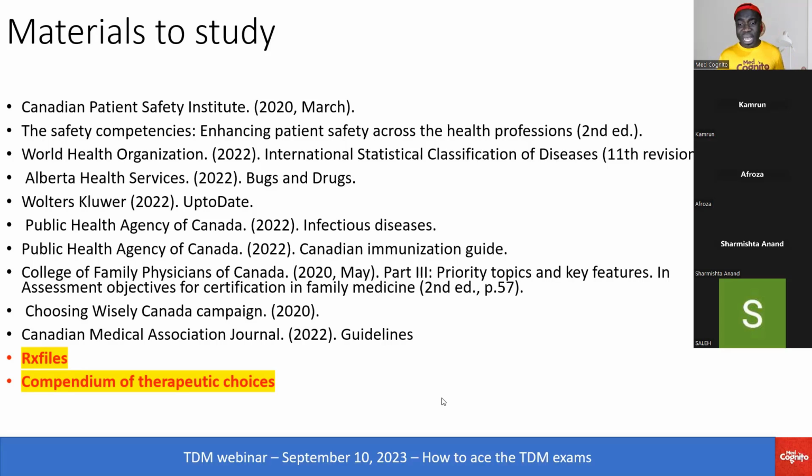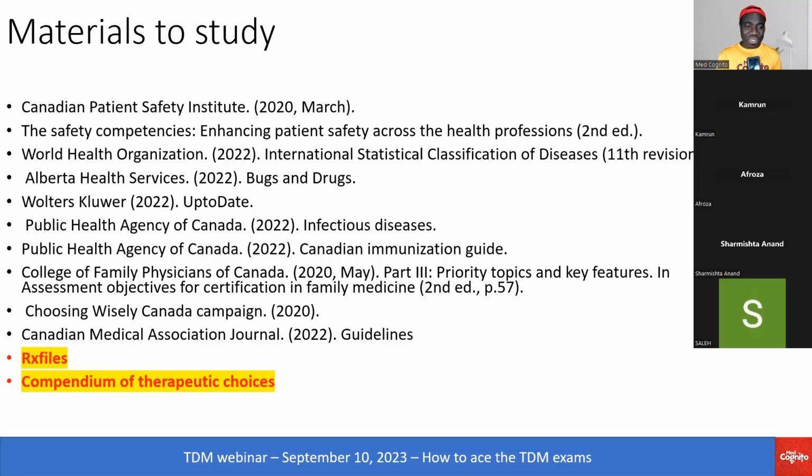Okay. And of course, our almighty UpToDate is also there. And then the Public Health Agency, remember that part of the exam is... Sure. Yes, please. How do you spell it? That Bugs and Drugs is B-U-G-S. Bugs and Drugs. So you just type that in your app store. You'll be able to download it. And if you're having concerns, let me know. Beautiful. Please, it's a very important resource that you use for your studies and use for your practice as well. And of course, UpToDate.